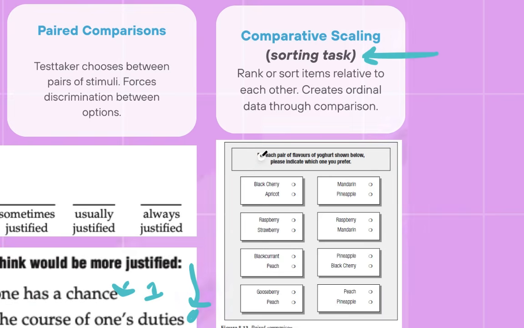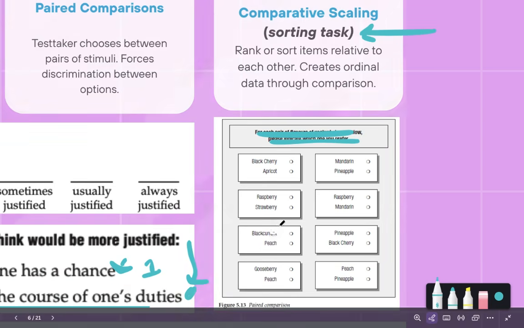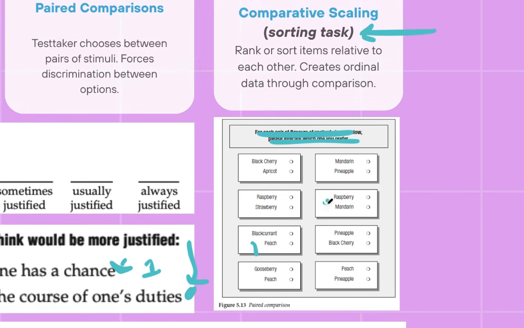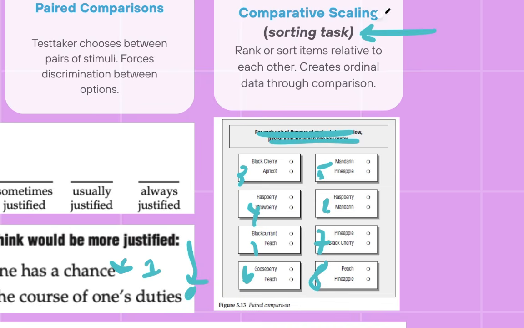So, for example, instead of that statement, it is: rank which flavors you prefer. Given that these are separate index cards, I'm given 8 index cards and I would rank this one first, for example, black currant peach. Second, raspberry, 3, then 4, 5, and so on. Because I sorted it through my preference of these kinds of paired flavors, that is a type of comparative scaling. Again, this is a sorting task.